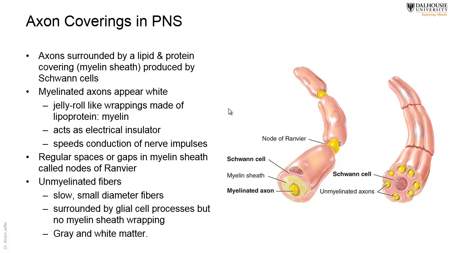If you compare them with the unmyelinated axons, unmyelinated nerves are usually thin, and they are slow conducting because the impulse has to pass gradually along the entire length of the membrane. But in the myelinated, it can jump between the nodes of Ranvier, so they will be rapidly conducting. Okay?